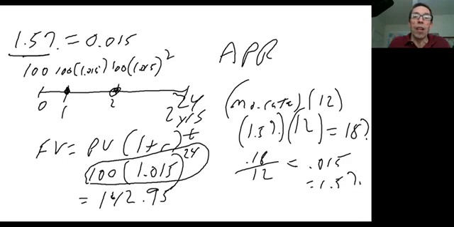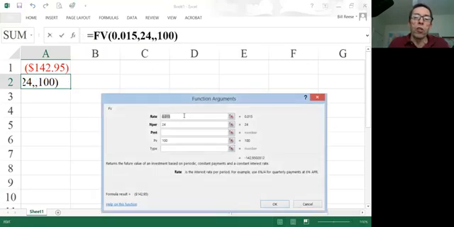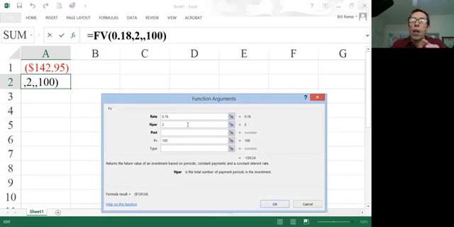Let's go back to Excel here. Let's copy this down here, and we're going to make just a couple little changes. We're going to go back to our function wizard. Instead of the rate being 1.5%, let's make it 18%, which is the APR, and let's make it 2 years. So we want to see, is 18% for 2 years the same thing as 1.5% for 24 months?